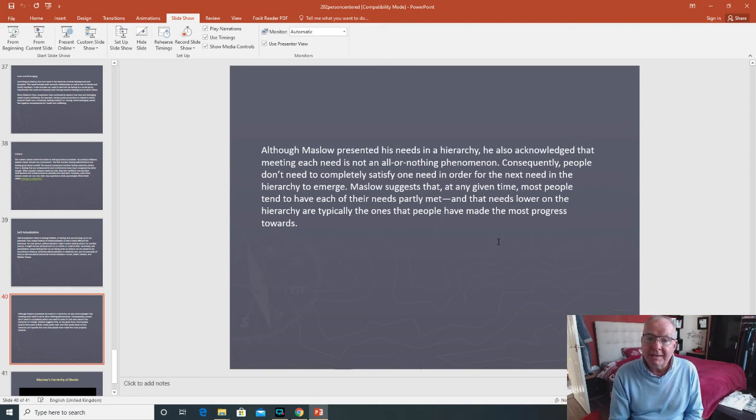Although Maslow presented his needs in a hierarchy, he also acknowledged that meeting each need is not an all or nothing phenomenon. Consequently, people don't need to completely satisfy one need in order for the next need in the hierarchy to emerge. Maslow suggests that at any given time, most people tend to have each of their needs partly met, and that needs lower on the hierarchy are typically the ones that people have made the most progress towards.